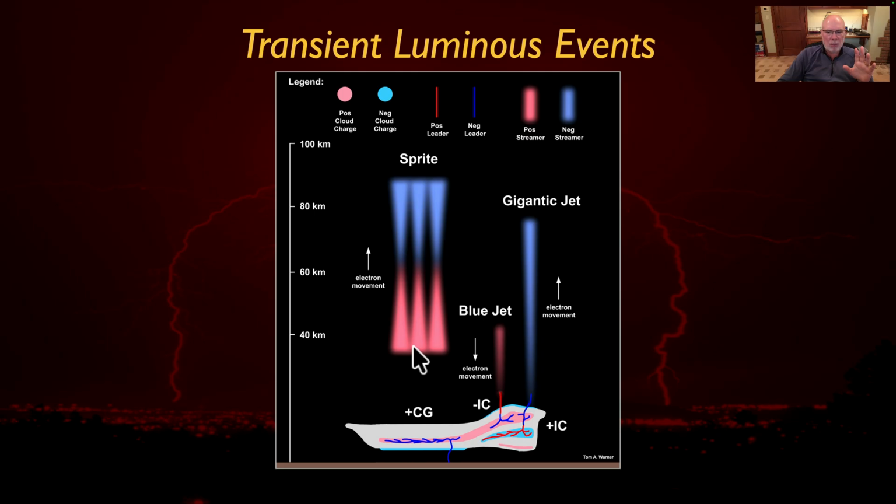So we'll talk a little more about TLEs, how they're formed, and the types of flashes that form them. But since we're talking about cloud flashes right now, I wanted to show that these two cloud flashes, the blue jet and the gigantic jet, are actually part of a cloud flash, unlike the sprites.